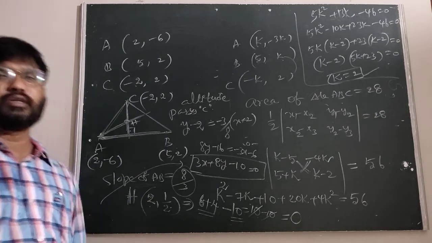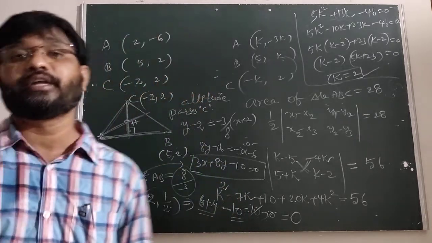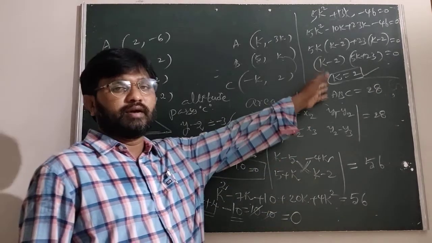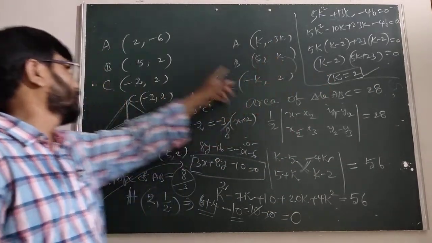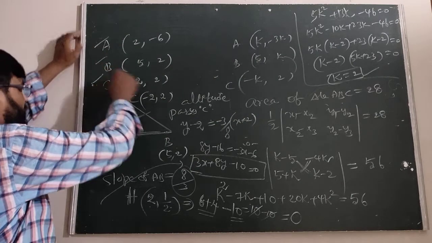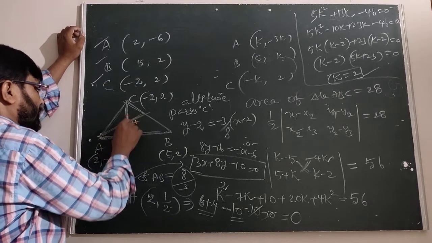Is it clear? First the points are in terms of K, but the area is given as 28 square units. We have to find the area of this figure, then we get the K value. K is substituted in these 3 points. Is it yes or no? When we have 3 points, how do we find the orthocenter? It is the point of intersection of the altitudes.